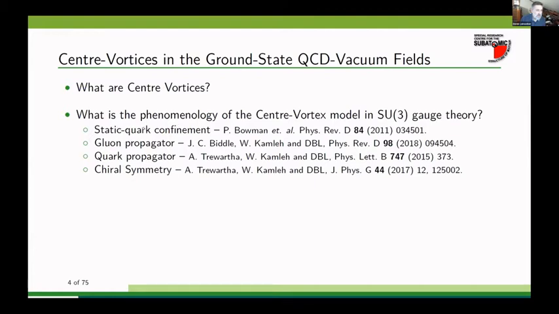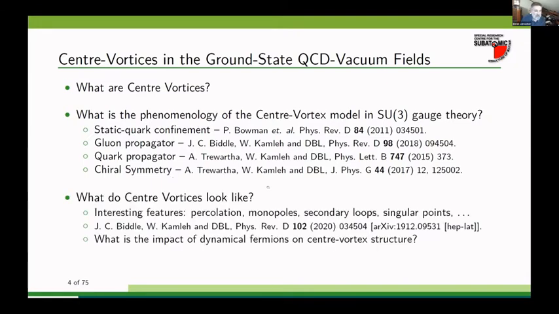We'll look at static quark confinement, the gluon propagator, the quark propagator, and chiral symmetry under modified gauge fields by modifying the center vortex structure. But then we'll actually dig in and we'll examine, what do these center vortices look like?